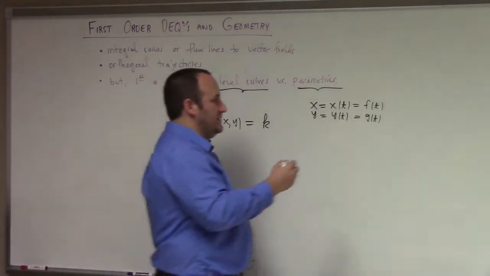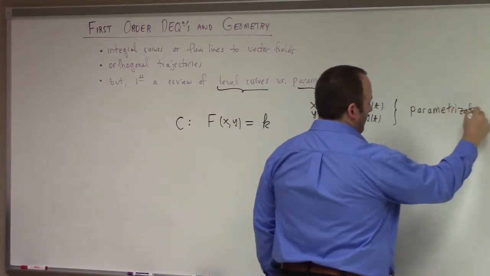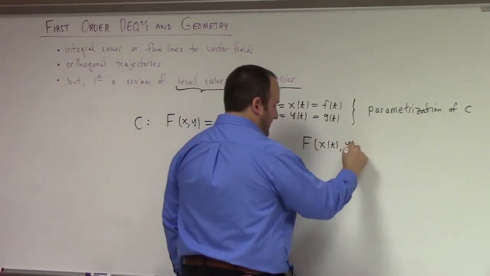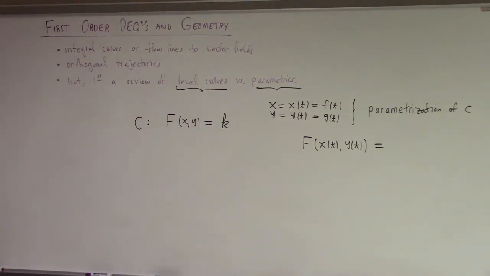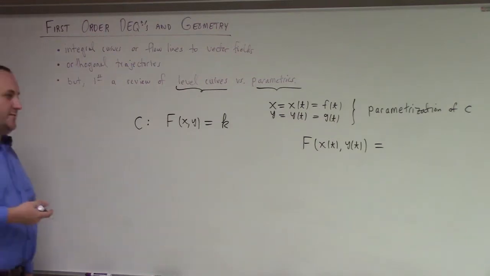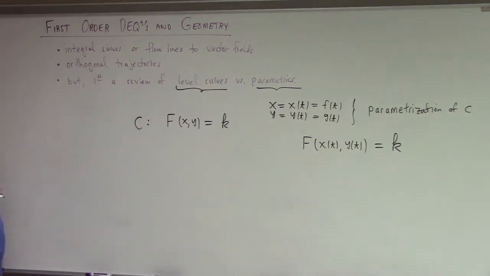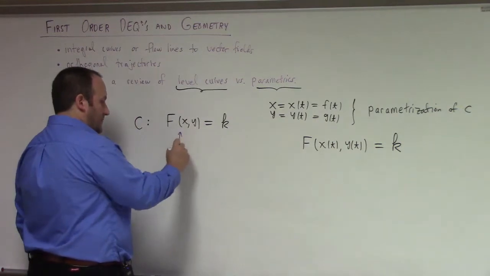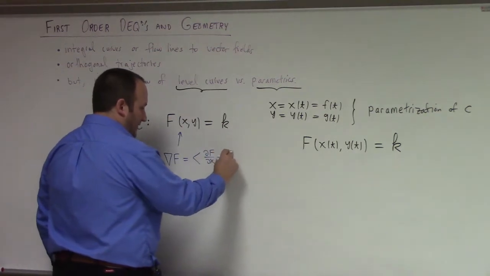And if this is a parameterization of C, then what does that mean? That means that f of x of t, y of t is equal to what? k, right. If it's a parameterization of that same curve, then that's equal to k. Now what calculus can we do with a level function? What's the main thing we do calculus-wise with a level function? We can calculate the gradient of f, right? It's partial f, partial x, partial f, partial y, right?